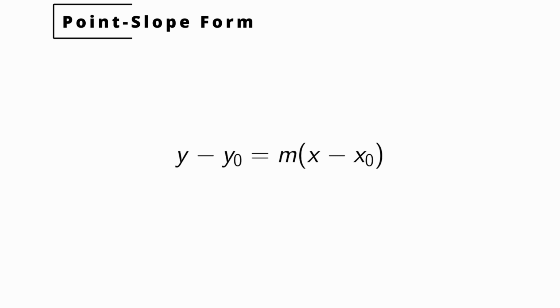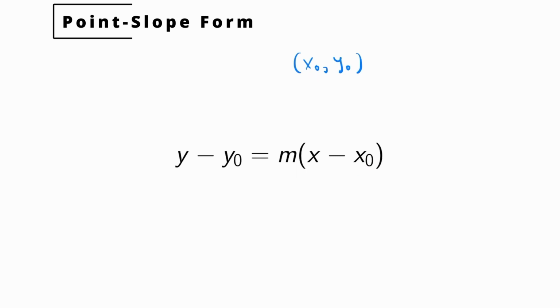Now, if we know a point on the line, and say that point has coordinates x naught, y naught, and we know the slope, and the slope is m, then we can find the equation of the line using what's known as point-slope form. The equation of the line in point-slope form is y minus the y-coordinate of the point you know is on the line equals the slope times, in parentheses, x minus the x-coordinate of that point you know.